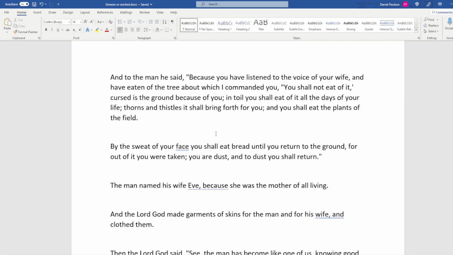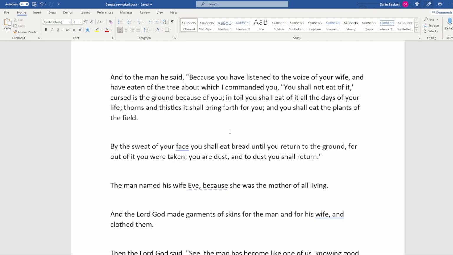To the man, he said, because you have listened to the voice of your wife and have eaten of what you shall not eat of, what is the punishment here? All of your days' life. In toil you shall eat of it all the days of your life. Thorns and thistles it shall bring forth to you, and you shall eat the plants of the field. This is what is emerging from our garden. Why does this make sense? Because it's a spiritual teaching, and these are analogous for what we have consumed, what we were not supposed to.